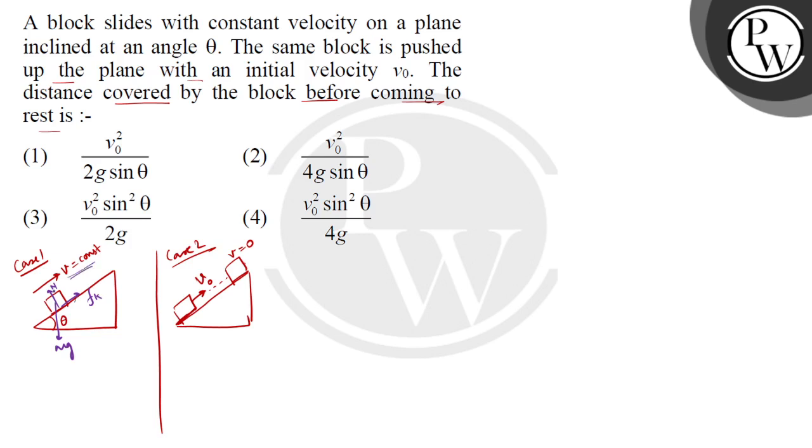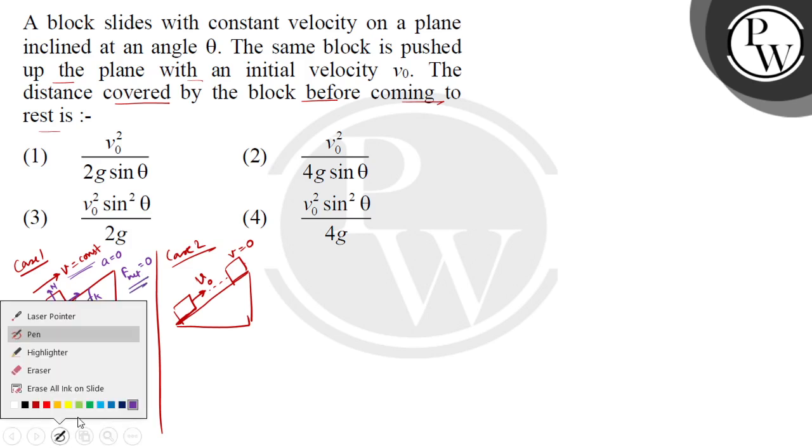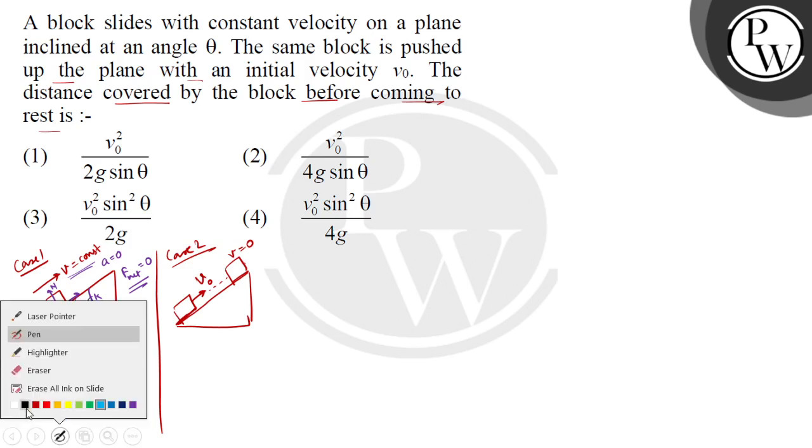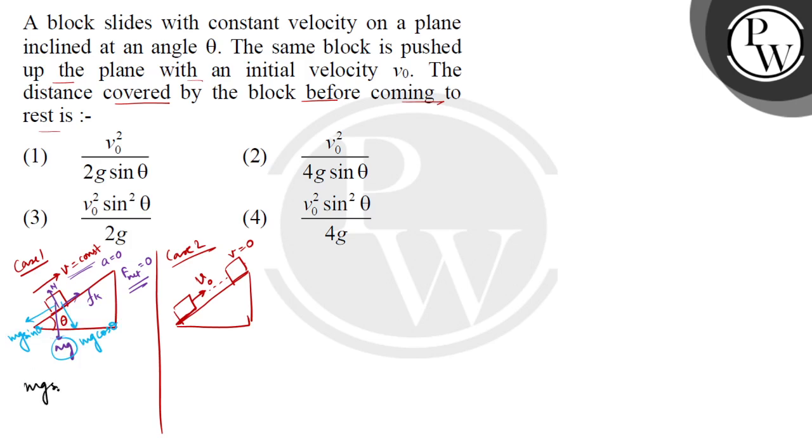Because the body is moving with constant velocity, we can say the acceleration is 0 or the net force acting on the body is 0. So the components of this weight, mg sine theta and mg cos theta, are balancing the friction and normal respectively. So here we can write an equation that mg sine theta is equal to friction, the kinetic friction, right? Which is actually equal to mu N. Now this is equation number 1.